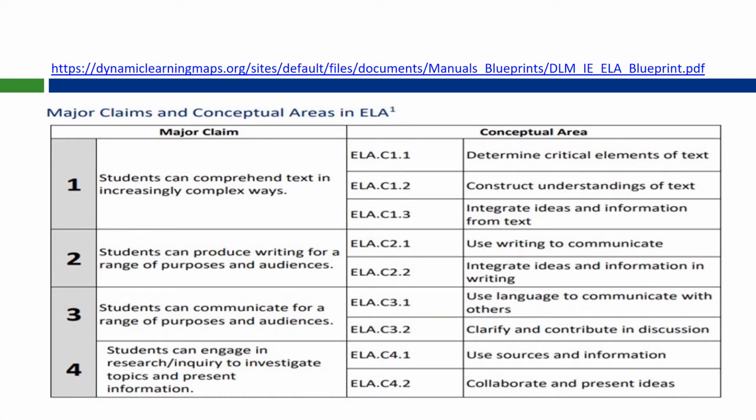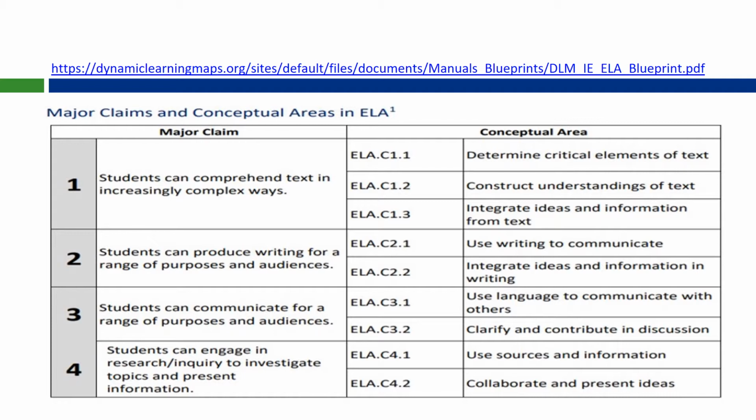Please take a few moments to look at this slide. All blueprints for ELA, math, and science are located on the DESE webpage under Resources. This is a screenshot of the blueprint on major claims and conceptual areas in ELA. Please look only at the front page. Notice it has 4 major claims and 9 conceptual areas.